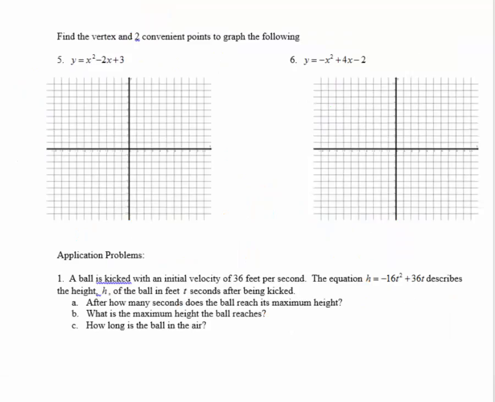Find the vertex and 2 convenient points to graph the following: y equaling x squared minus 2x plus 3. So here it just wants a vertex and 2 convenient points. So number 5, y equaling x squared minus 2x plus 3, is in the form where we have to do the work to find the vertex. So how do we find the vertex in this form?